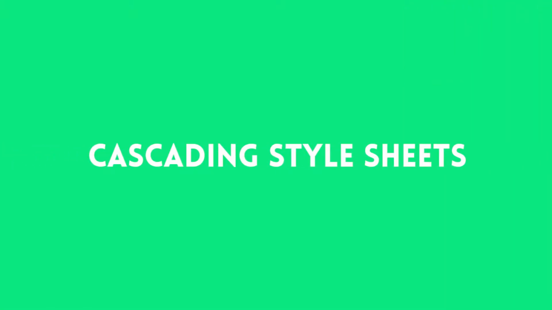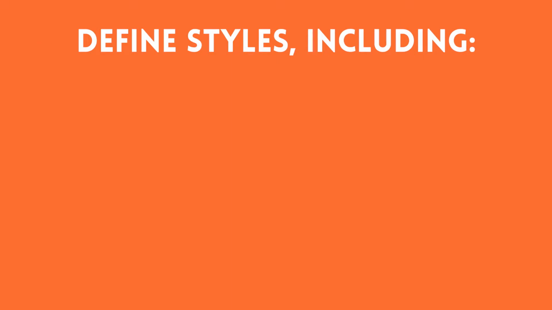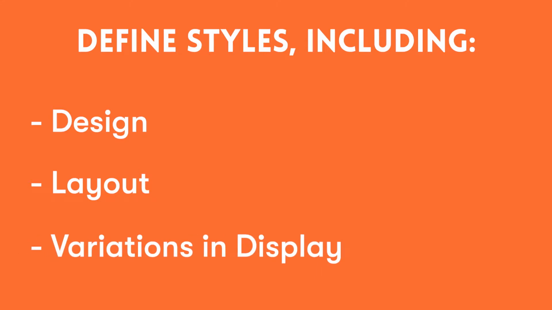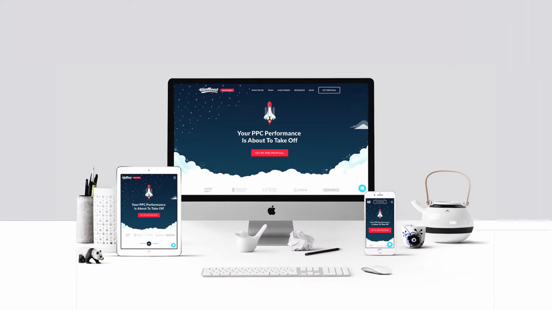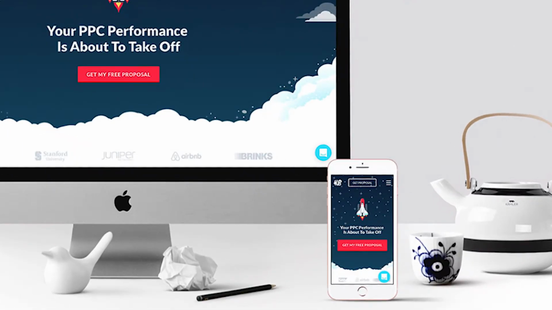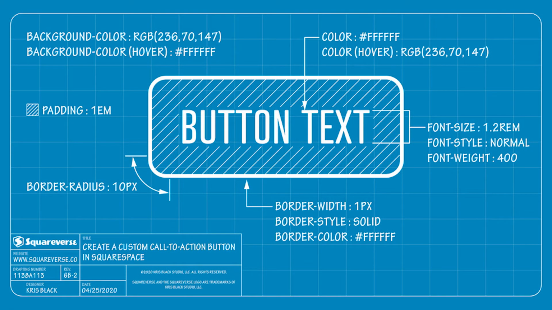CSS stands for Cascading Style Sheets, and it is used to define styles for your websites, including the design, layout, and also variations in display for different devices and screen sizes. Using CSS, you can make what's called a responsive web design. Here's an example. You can see in this picture that the design of this website is different based on the screen size. So for the mobile version, the text size is smaller to fit the screen, and so is the button.